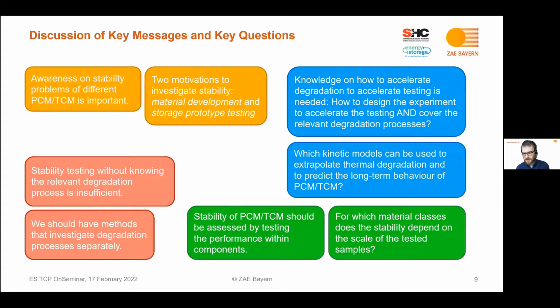And this is also in connection to the subtask E on material component interaction. It's also important to assess the stability of these materials by testing within components. The components means heat exchangers and reactors. And it's also wanted to find out for which material classes the stability depends on the scale of the tested samples and also on the conditions of the components they are tested in.